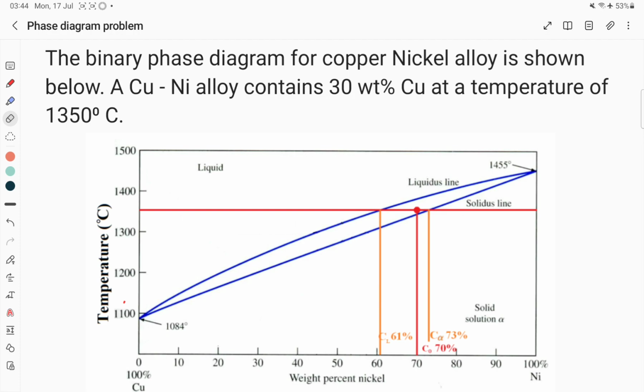In this video we are going to discuss one problem on phase diagram. In our previous lecture series of physical metallurgy we have discussed tie line, the lever rule, and also phase diagrams. If you have seen that video, you can easily solve this kind of problem. The problem says that the binary phase diagram for a copper nickel alloy is shown below.